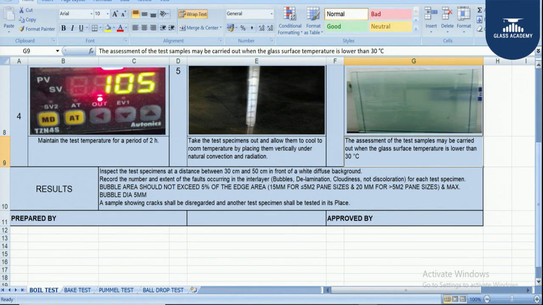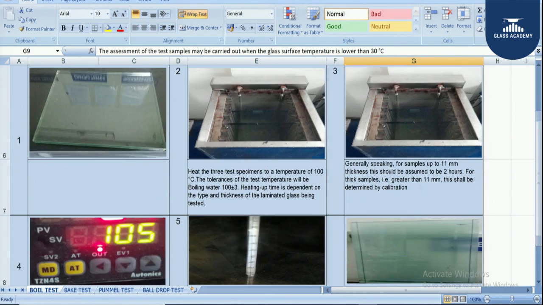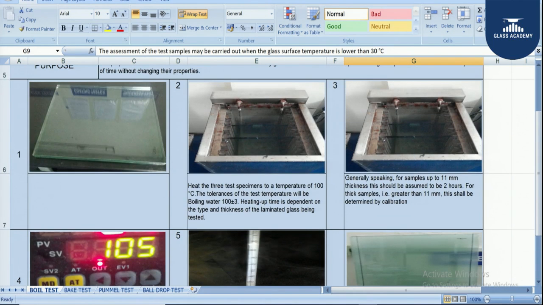For each test specimen, bubble area should not exceed 5% of the edge area, that is 15 mm for less than 5 square meter glass and 20 mm for more than 5 square meter glass, and maximum bubble diameter shall not exceed 5 mm. A sample showing cracks shall be discarded and other test specimens shall be tested again.